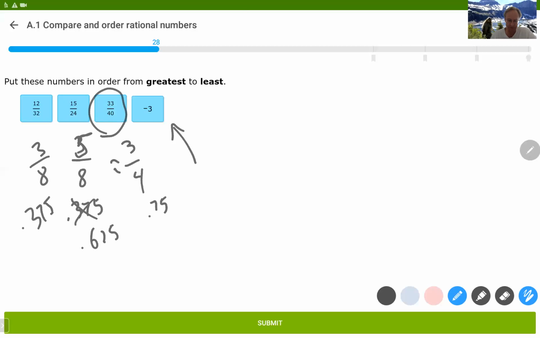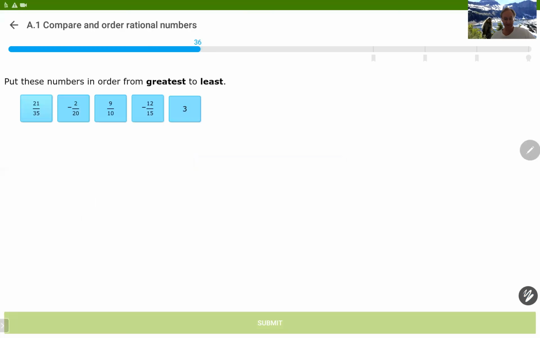Anyway, it looks to me like this guy is going to be our first one since he's the largest. He's pretty close to 0.75. And then it's going to be my 15 over 24 and then my 12 over 32. So let me turn this off for a second. I'm going to put this one first, and then this one next, and that one next. And there it is.